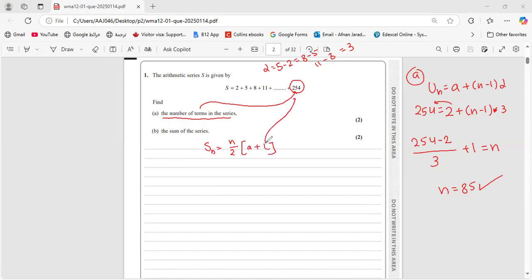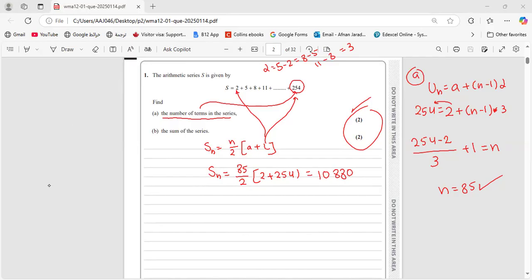Here I have the last term and the first term, so I can use this formula to find Sn. The number of terms now is 85. So 85 divided by 2 multiplied by a, which is 2, plus the last term, which is 254. And the final answer is 10,880, okay? Going to question number 2.